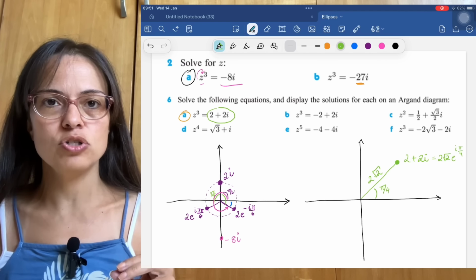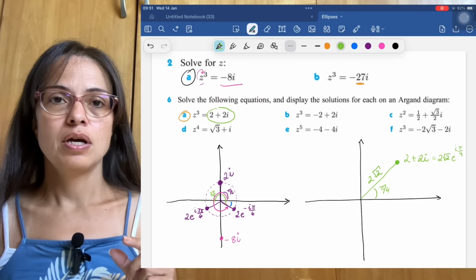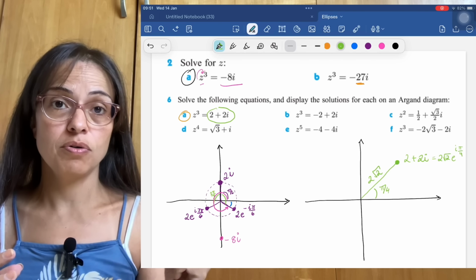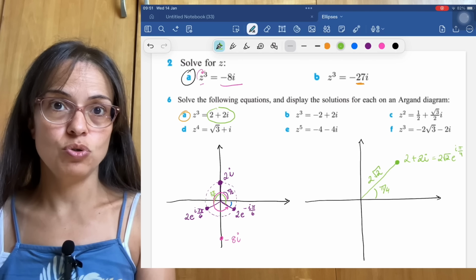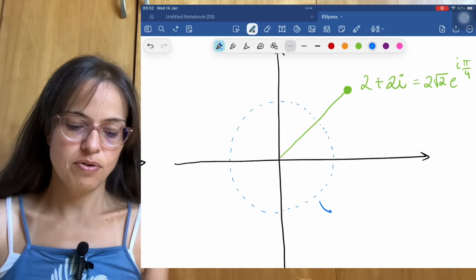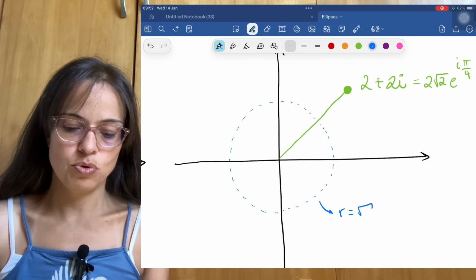So for the modulus of the solutions, we want the square root of 2, because when you take the square root of 2 and put that to the power of 3, what you get is 2 root 2. We're looking for solutions along this circle. This is the circle of radius equals the square root of 2.